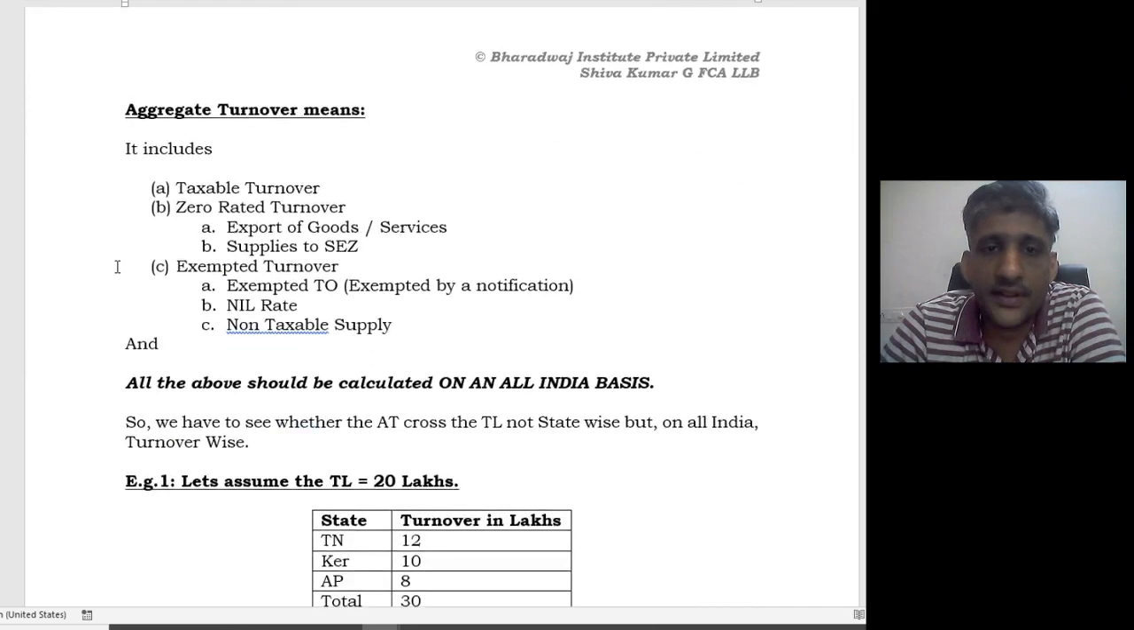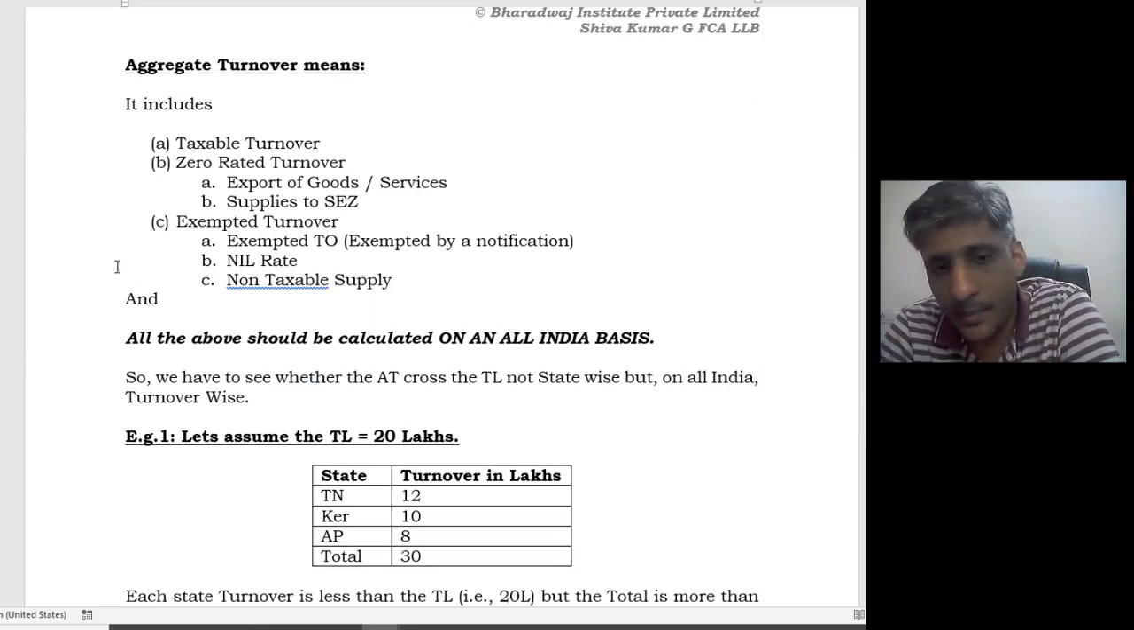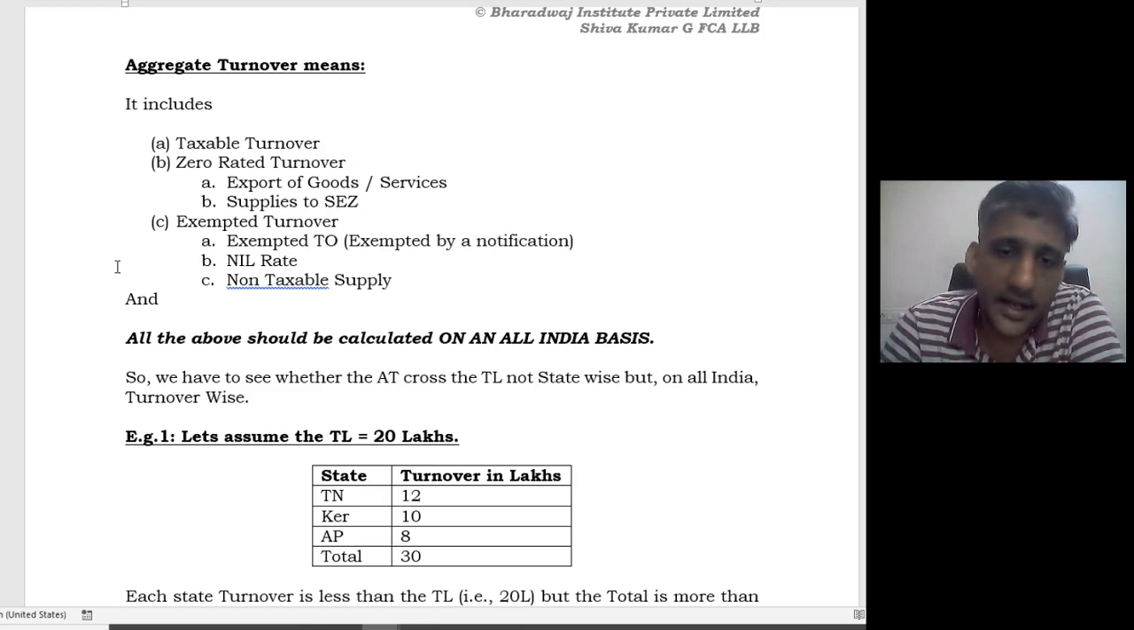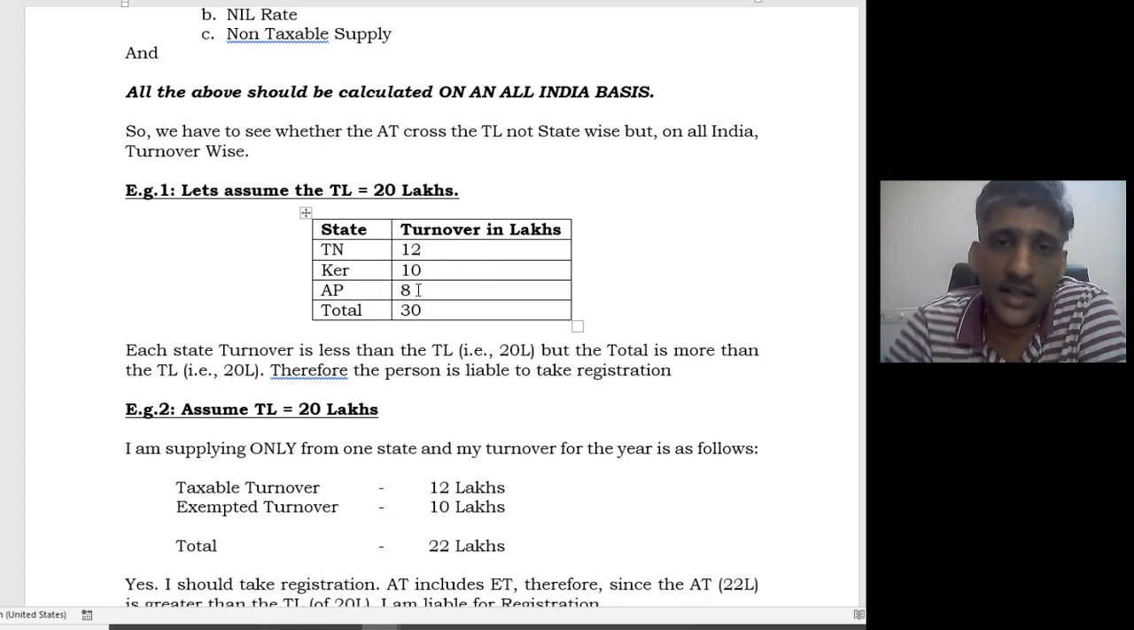Then we came to the meaning of the word aggregate turnover, which means taxable turnover plus zero rated plus exempted. Exempted means exempted, nil rated, and non-taxable. All are called aggregate turnover. The aggregate turnover should be calculated on an all India basis and not state-wise. We took an example of 12, 10, and 8. Each is less than 20, but since the total turnover on an all India basis is more than 30, you should take registration.